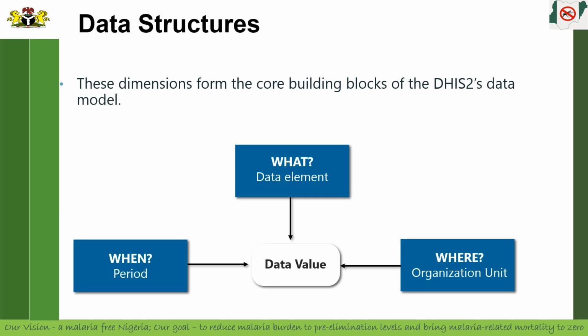We will be continuing with the data structures. These dimensions form the core building blocks of the DHIS data model. They are normally called the 3 Ws: what, when, and where. What describes the data element, when describes the period, and where describes the organization unit. For any data to be accessed on the DHIS, either to be downloaded or to be uploaded, these building blocks have to be considered.